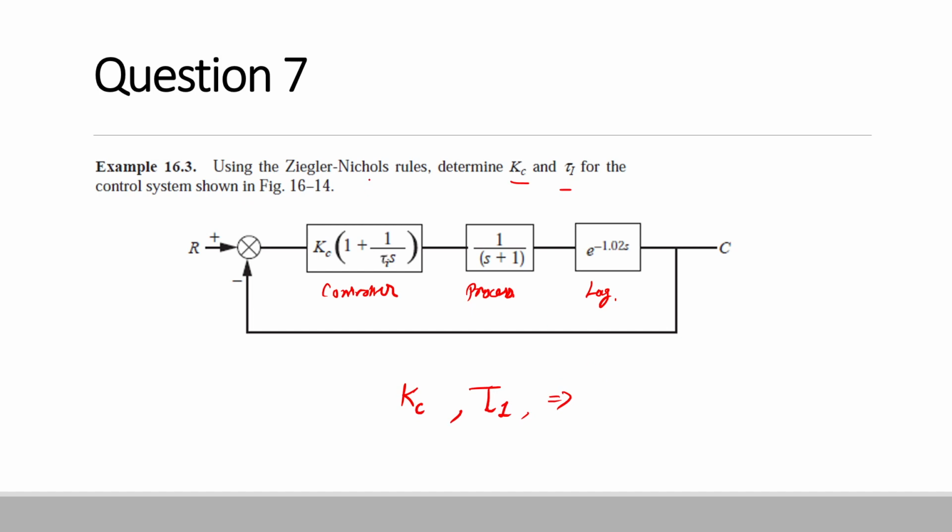using ZN rules. So basically you need to find the ultimate gain and time period, and then you can use the table related to ZN tuning, and using the correlations in that you can find the controller parameters. I'll just share the table with you also.